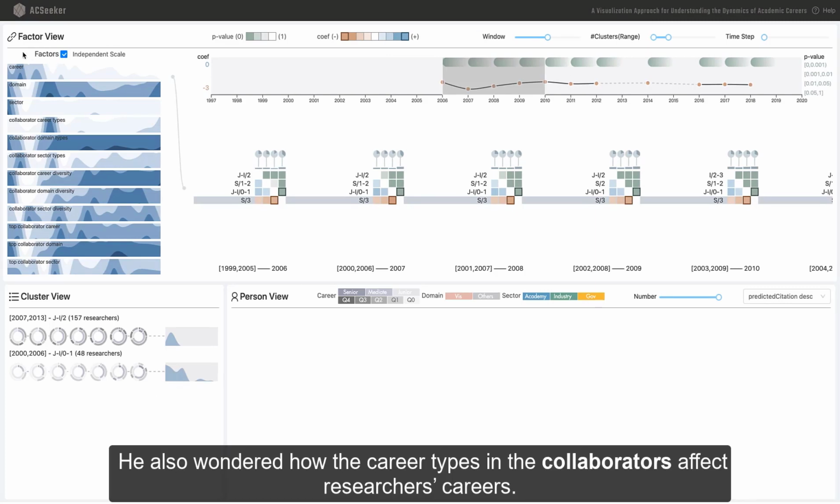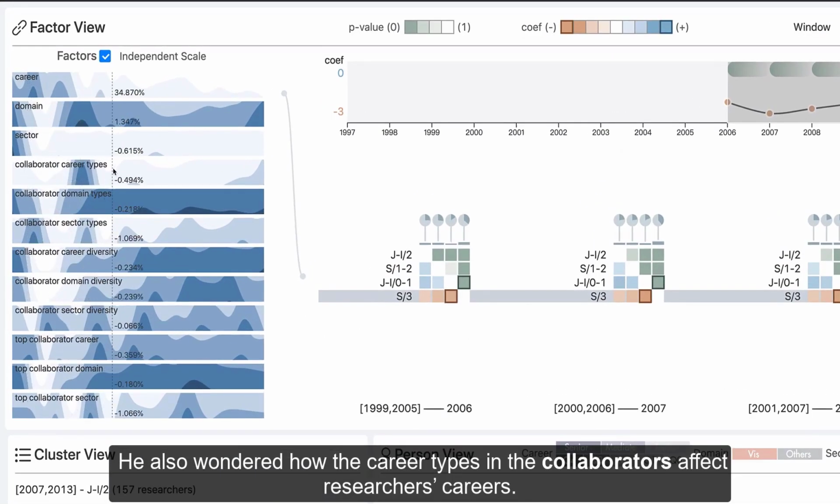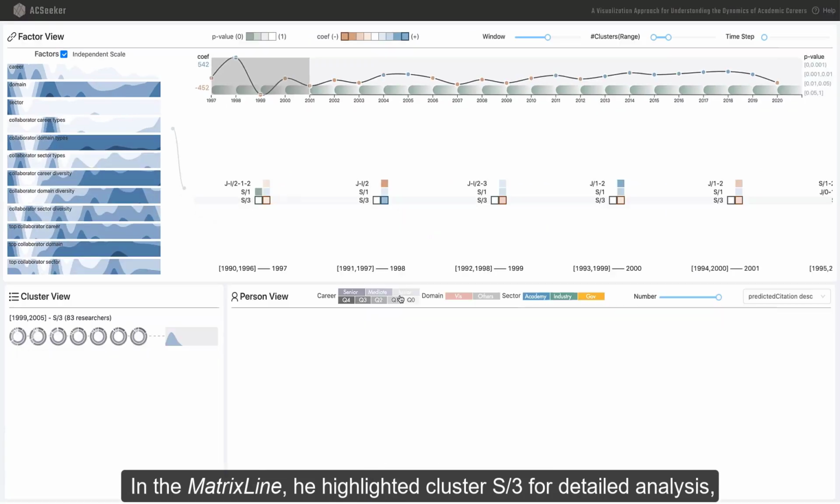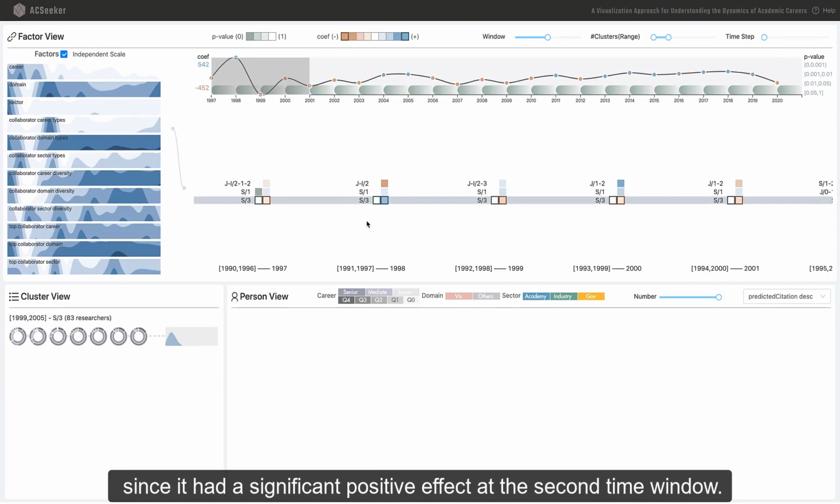He also wondered how the career types in the collaborators affect researchers' careers. In the matrix line, he highlighted cluster S3 for detailed analysis, since it had a significant positive effect at the second time window.